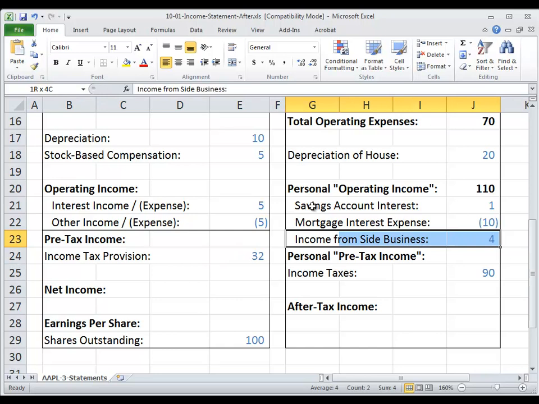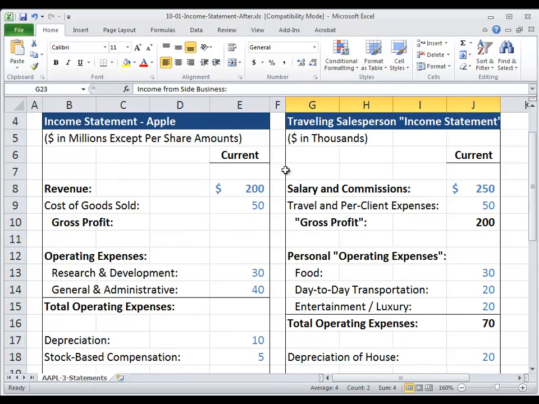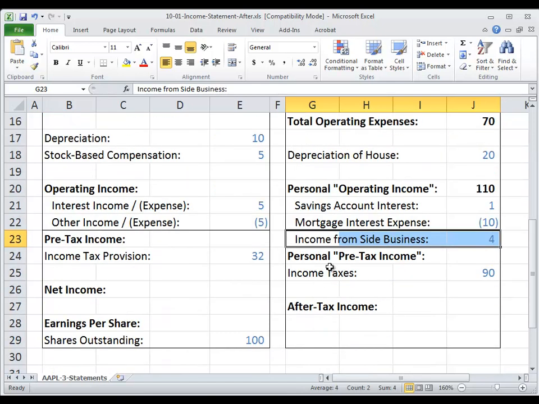He's still going to have to pay taxes on it, so it still shows up on the income statement, but it's not really a core part of his salary, so we're not including it under revenue or under salary and commissions here. Instead, we're listing it as something separate that he still has to pay taxes on, but which is not core to what he spends most of his time doing.